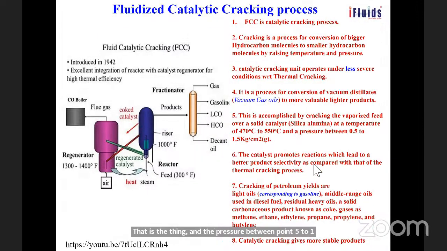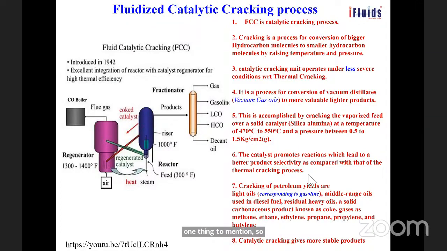The catalyst promotes reactions which lead to a better product selectivity as compared with that of thermal cracking. Cracking of petroleum yields light oils, middle range oils used in diesel, and heavy oils, plus coke, and you also get lighter products like propylene, butylene, all those things. Here, one thing to mention. I have said coke.